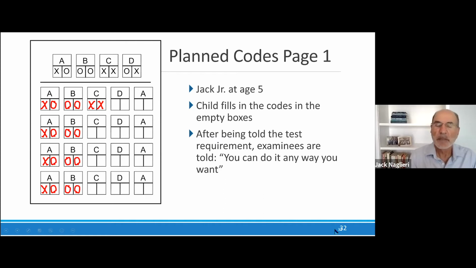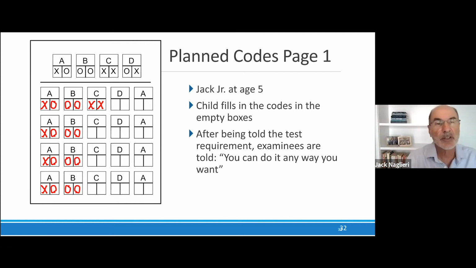Well, you give a student a relatively easy task, and you let them know that they can fill it out in any way that they want, as long as they follow the basic rules. So in this example, obviously you can figure out what the child has to do. Put XO under the A's and OO under the B's, and so on. And when we give them the blank page without any of the red marks on it, when I gave this to Jack Jr. at age 5, as I introduced the task and gave him the directions, the last part of the directions says you can do it any way you want.